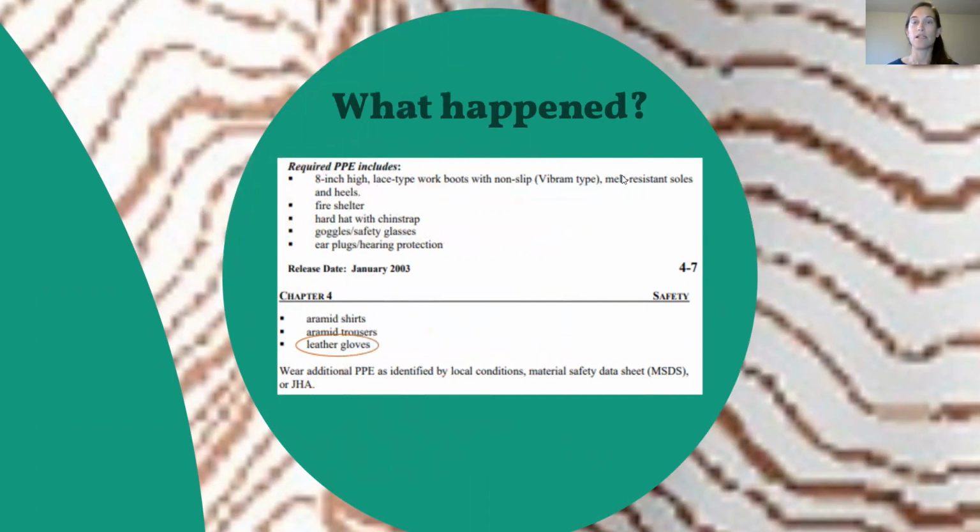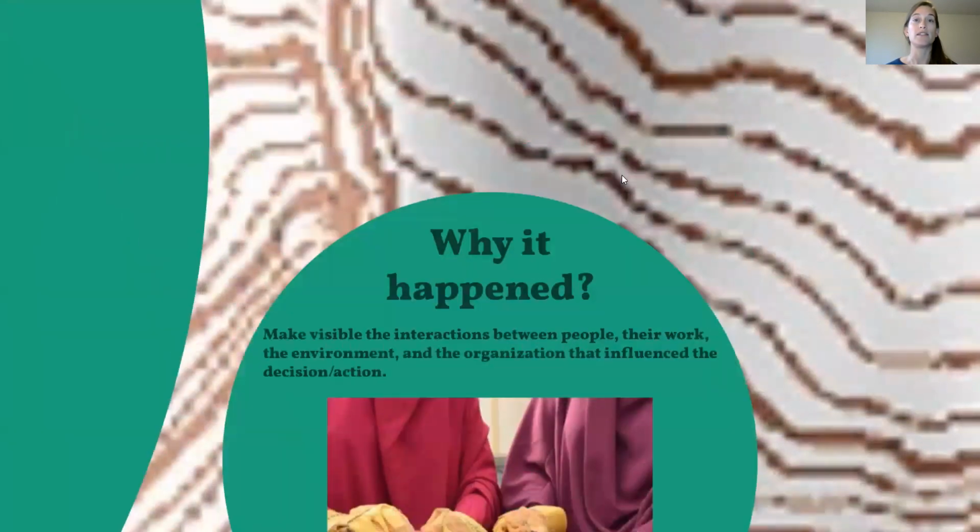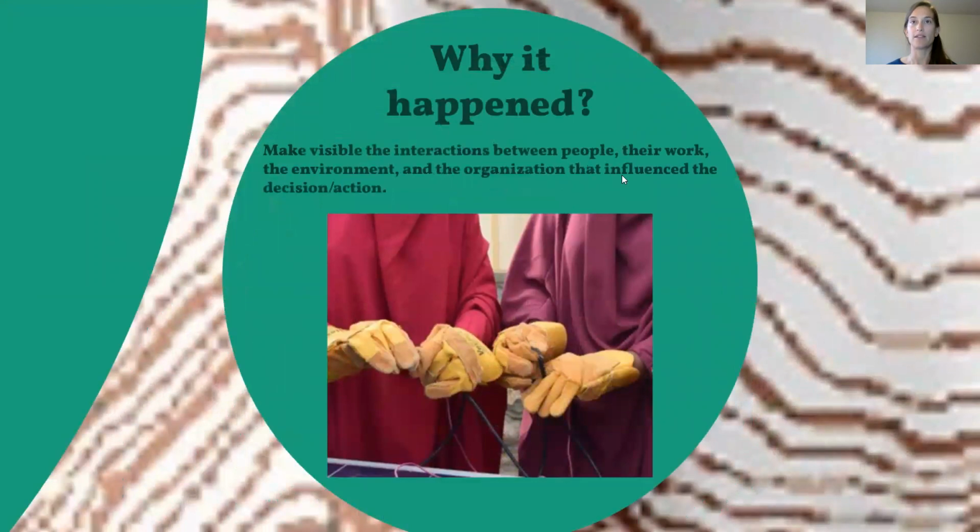Focusing on the what limits us to single loop learning. We're staying within the confines of established rules and regulations. This wouldn't have happened if the person had worn gloves like our policy says we should. So, what if, instead, we move past the what and ask ourselves, why wasn't the person wearing gloves?